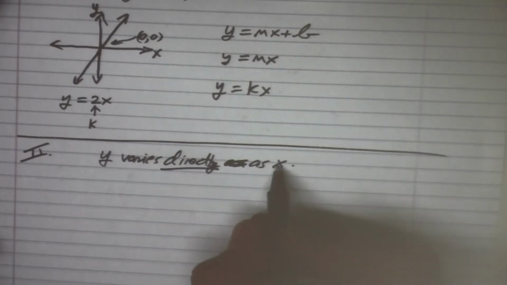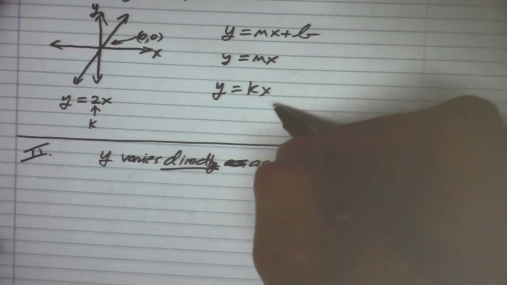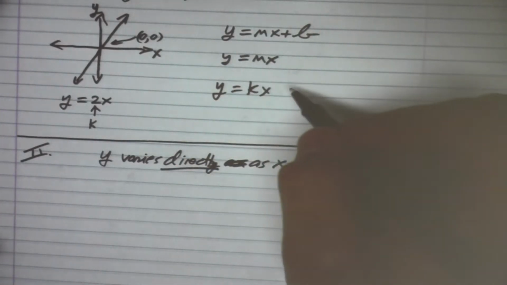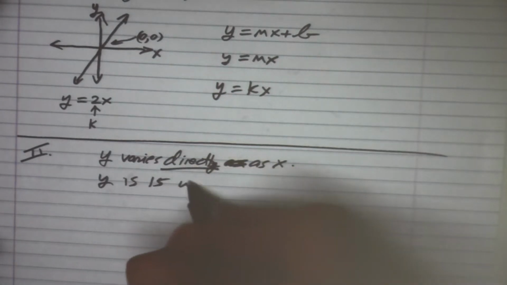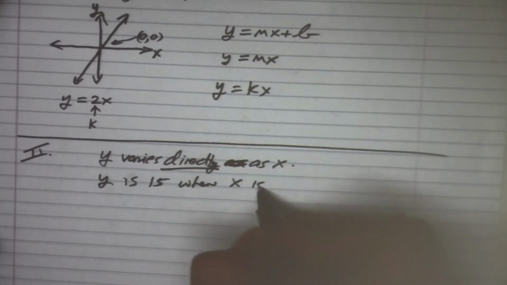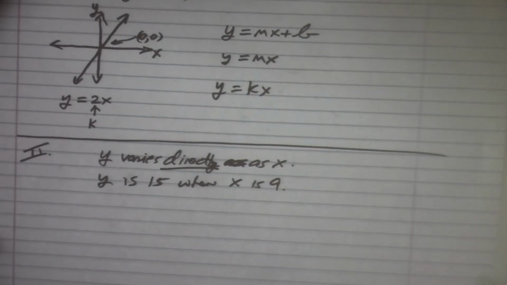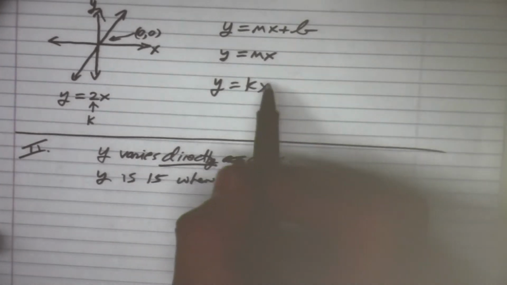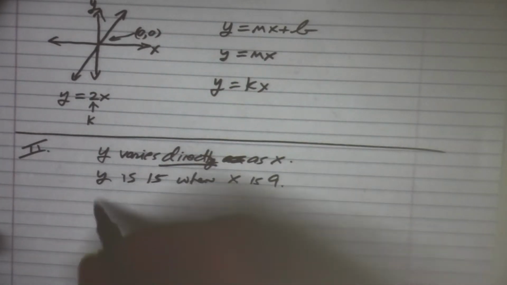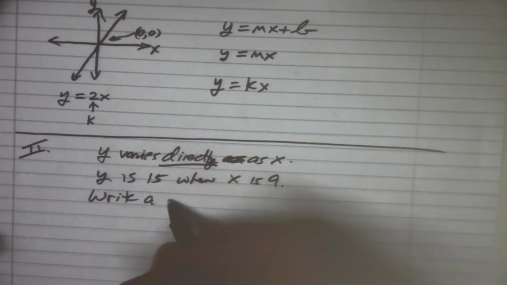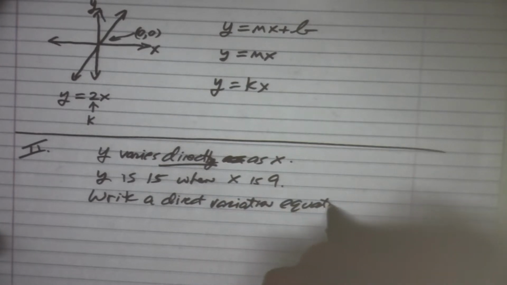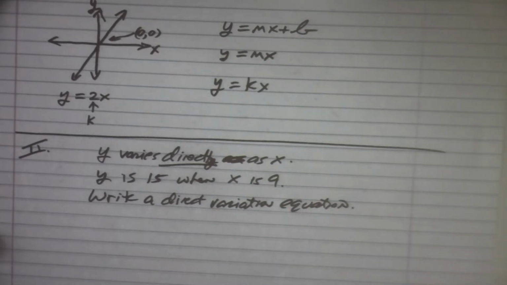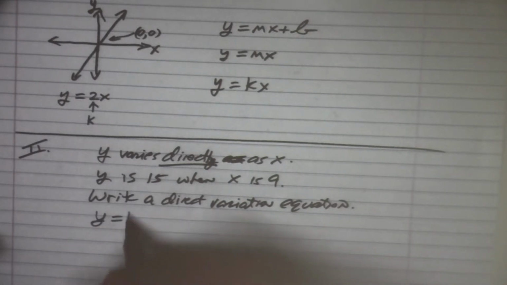Y varies directly as x. That tells you that you'd be thinking this way. Now I'm going to tell you that y is 15 when x is 9. That gives me some information to go into here. And I'm going to ask you to do this: write a direct variation equation. So that means I want to do y equals kx.